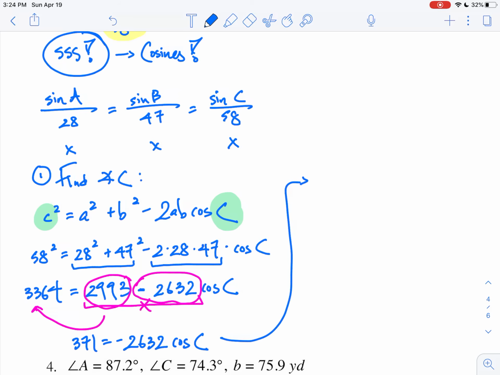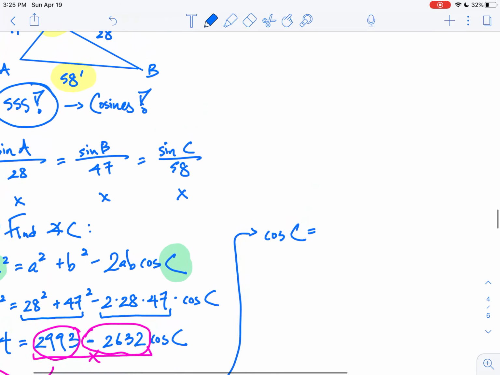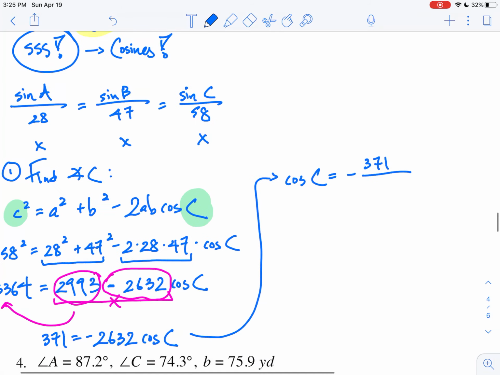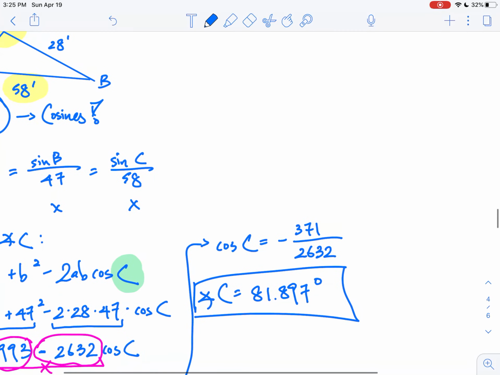I've got two last steps to find C. So I have cosine of C equals, let's divide those. So negative 371 over 2632. Okay. And now I'm going to use my calculator to find my inverse cosine. So negative 371 divided by 2632, and I'm going to get 81.897 degrees for angle C.